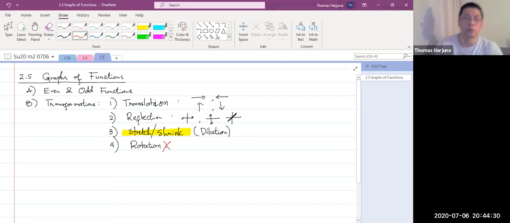Okay, we did translation and reflection already. We will do only stretch or shrink. And even in this case, for now, I will only teach you vertical stretch or shrink.